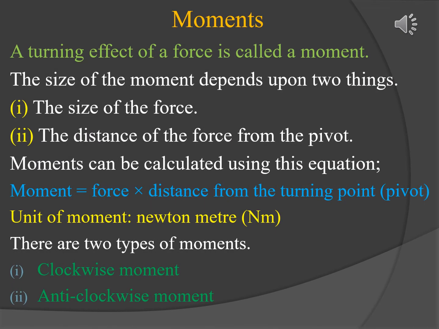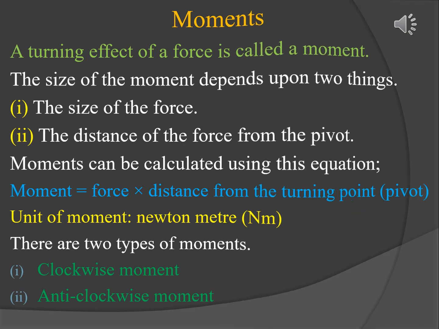Now we discuss moments. A turning effect of the force is called a moment. The size of the moment depends upon two things. Number 1, the size of the force. Number 2, the distance of the force from the pivot. Moments can be calculated using this equation. Moment is equal to force multiply distance from the turning point or pivot. Unit of moment is Newton meter or Nm. There are two types of moments. Number 1, clockwise moment. Number 2, anticlockwise moment.